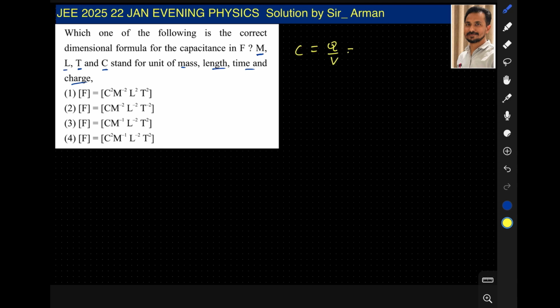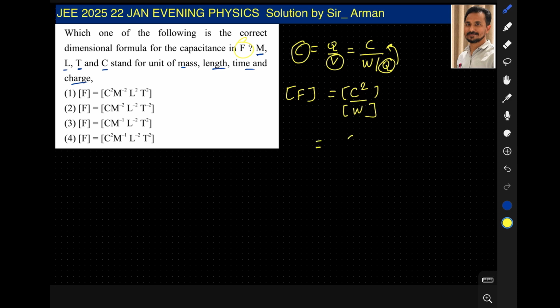Okay, now Q is a charge. Okay, so let us write C as it is because it's a charge. Okay, and V is W by Q. Voltage is work done per unit charge. And for capacitance, we have to write F because the unit is farad and that is given in the question. So now this again charge Q will go up, it will become C square, okay, by W. Now W is work done, it is Newton into meter, so we can rewrite this as C square by Newton meter.